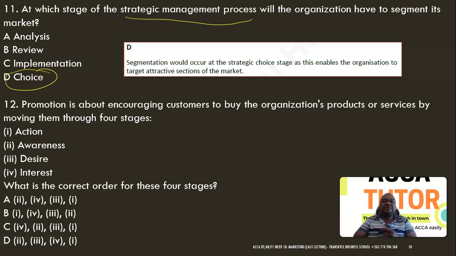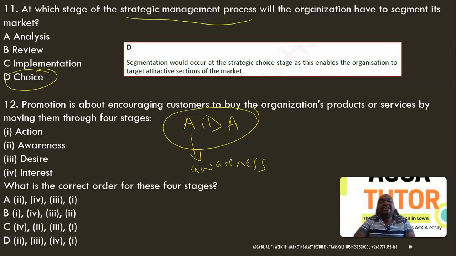Are we together? Good. Number 12, promotion is about encouraging customers to buy the organization's products or services by moving them through 4 stages. Here, you need to be aware of what is called the AIDA framework. I want you to claim this, because if you don't know this, you are going to fail. So the AIDA starts with awareness. Just know that the first A is awareness.